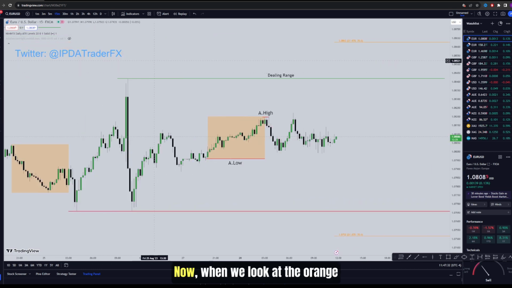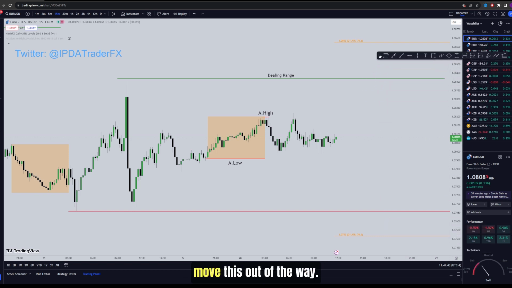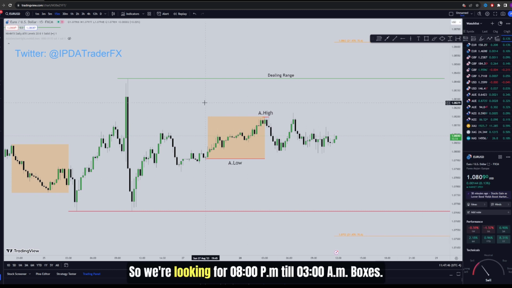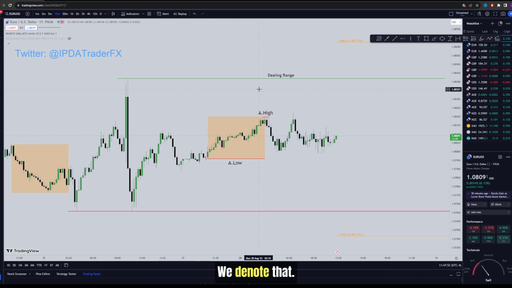Now, when we look at the orange boxes, they represent the Asian range that I spoke about. If you look here, let me actually move this out of the way. You will see that my time zone is set to New York local time. So we're looking for 8 p.m. till 3 a.m. boxes. We denote that, and now we know that we have liquidity pools above and below them.